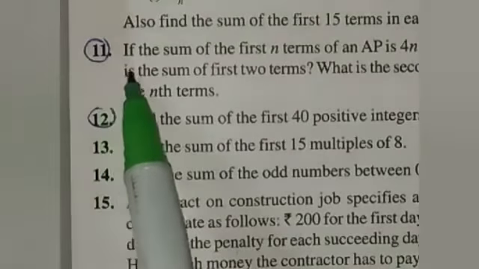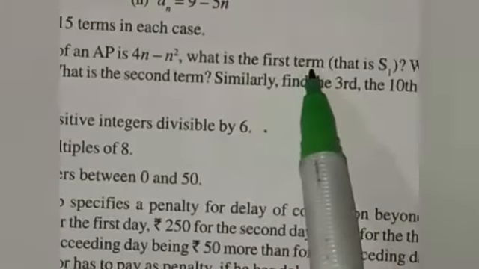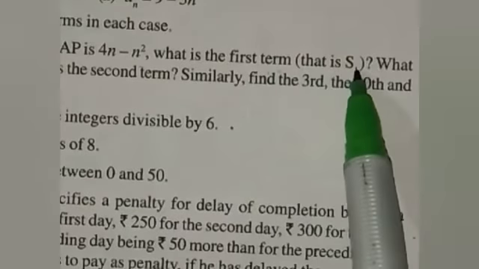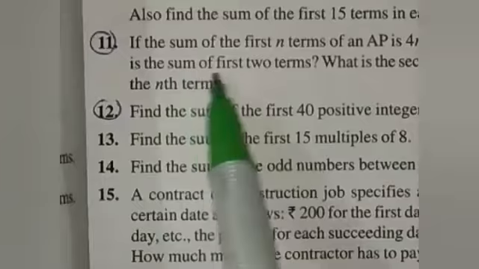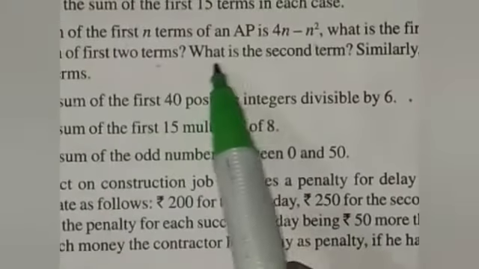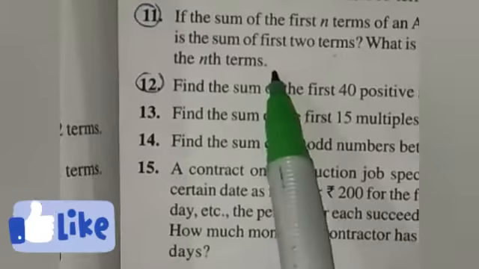In question number 11, if the sum of the first n terms of an AP is 4n minus n square, what is the first term? That is S1. Then what is the sum of the first two terms? Then what is the second term? Similarly, find the third term, 10th term and nth term.